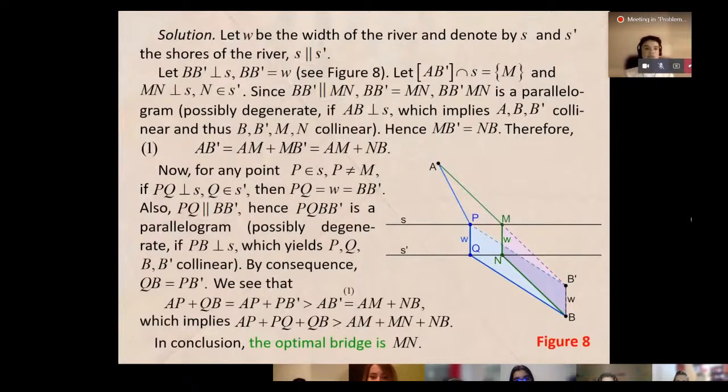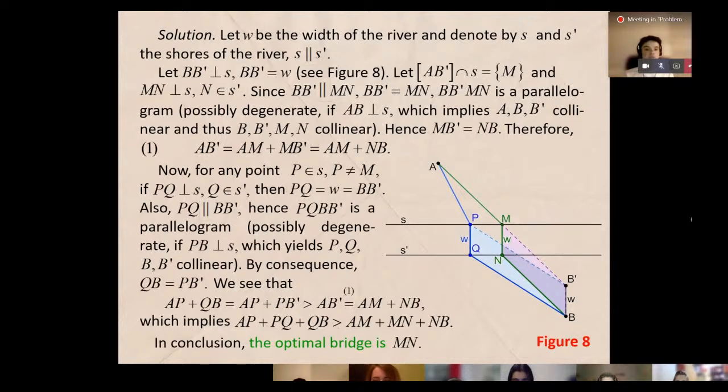Solution. The length of any path from A to B contains the length W of the bridge PQ, which is the width of the river. So actually we want to minimize AP plus QB. In order to do that, we take a point B prime such that BB prime is orthogonal to the river and BB prime equals W, and we denote by M the intersection point of AB prime and the shoreline S. Thus, we get the bridge MN.